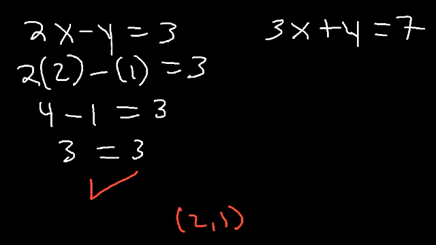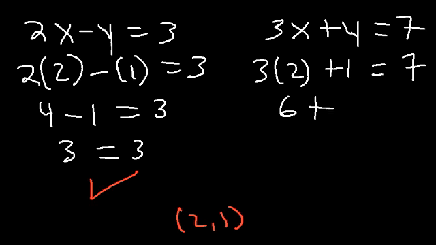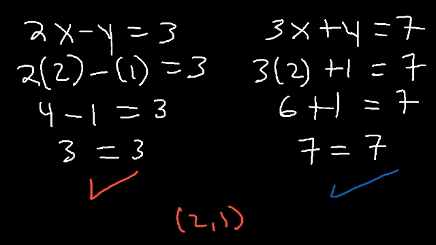Now let's check the other equation. 3 times 2 is 6. 6 plus 1 is 7. Since 7 equals 7, this equation is okay. So the point 2, 1 is correct.